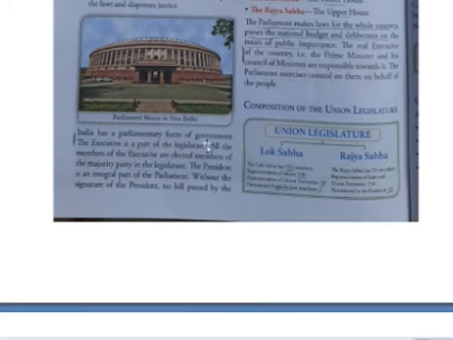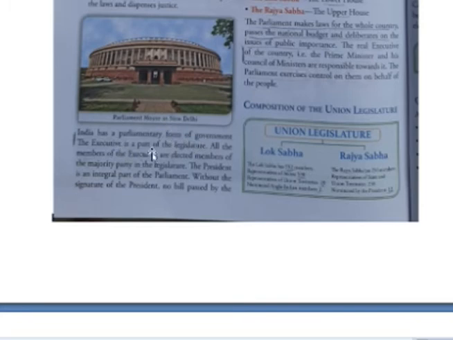India has a parliamentary form of government. The executive is a part of the legislature. All the members of the executive are elected members of the majority party of the legislature. Means in India, we know that there is a parliamentary type of government where executive is a part of legislature.